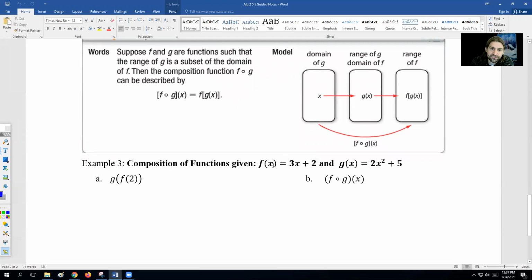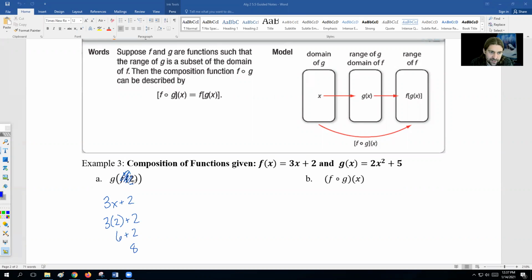So you can see here we have two functions. We have f, which is 3x plus 2, and then we have g, which is 2x squared plus 5. If I want to find g of f of 2, what I need to do first is take 2 and plug it into f. So I get 3x plus 2, and I'm going to replace the x with 2. So I get 3 times 2 plus 2, that'd be 6 plus 2, that is 8.